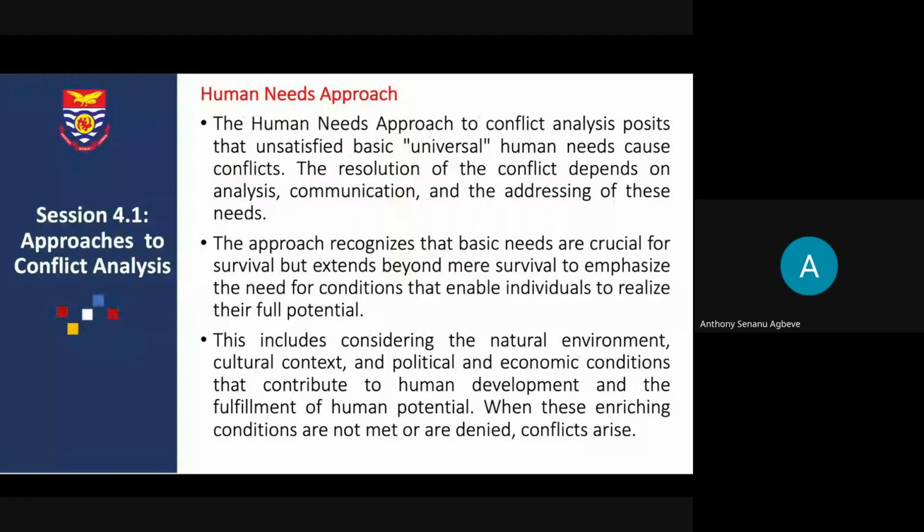Culturally, the Fulani people do not hail from Agogo, right? So these are migrants, right? And they have come there to look at that. So you look at it from that cultural context, and how that has fueled the conflict. You can also look at issues of political and economic conditions.